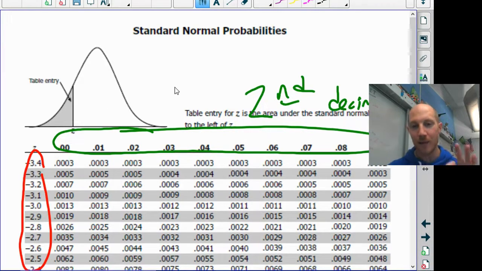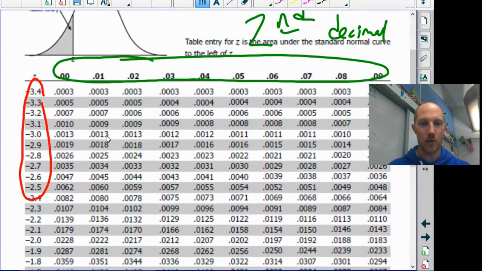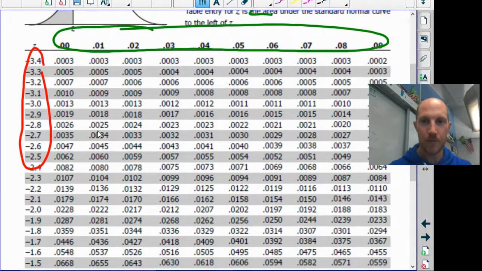So in order to find the probability that we're after, our z-score was negative 1.45. So I'm going to look for the negative 1.4 down the left edge of the table. We'll highlight that.